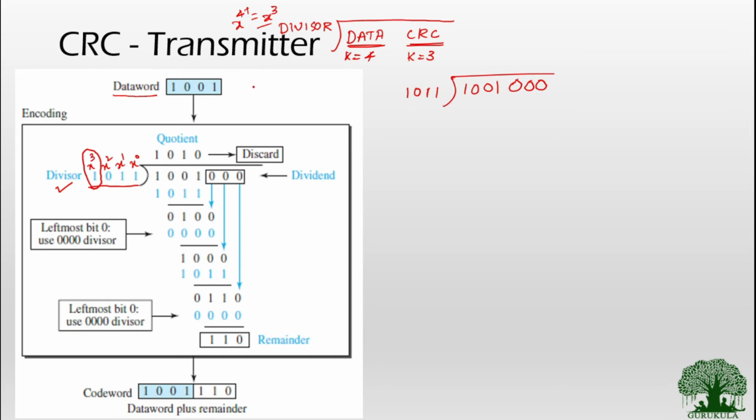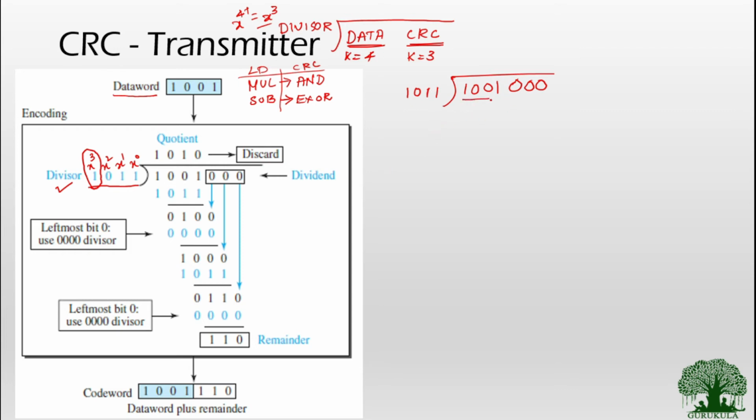Wherever you perform a multiplication operation in long division method, here in CRC you will have to perform a logical AND operation. And wherever you perform a subtraction operation in long division method, here in CRC you will have to perform an XOR operation. So this is what you perform in long division method, whereas in CRC you will have to perform this particular operation. Correct. So with this note, let us see how this particular example is solved.